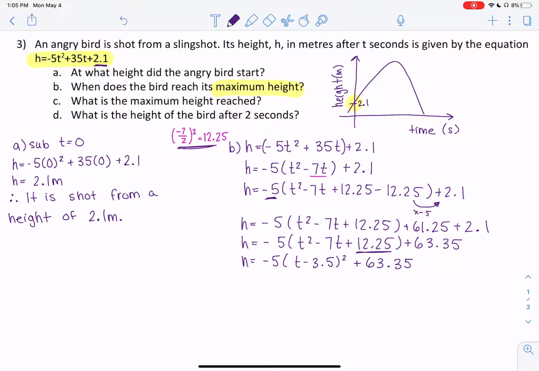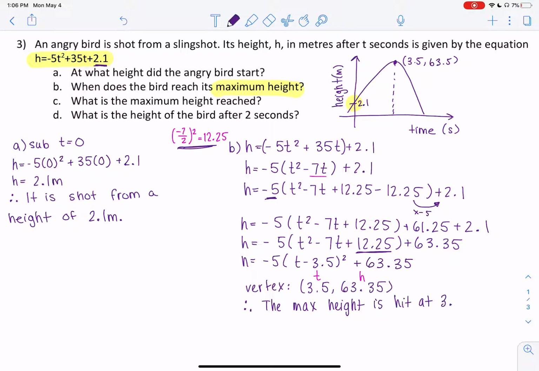Okay, so now that we've completed the square, we can find our vertex. So we have height and time. Our vertex is 3.5, 63.35, and based off our equation, this is a time value and this is a height value. What question B is asking us is, when does the bird reach its maximum height? And when I have 3.5, 63.35, it hits its maximum height at 3.5 seconds. Therefore, the max height is hit at 3.5 seconds.